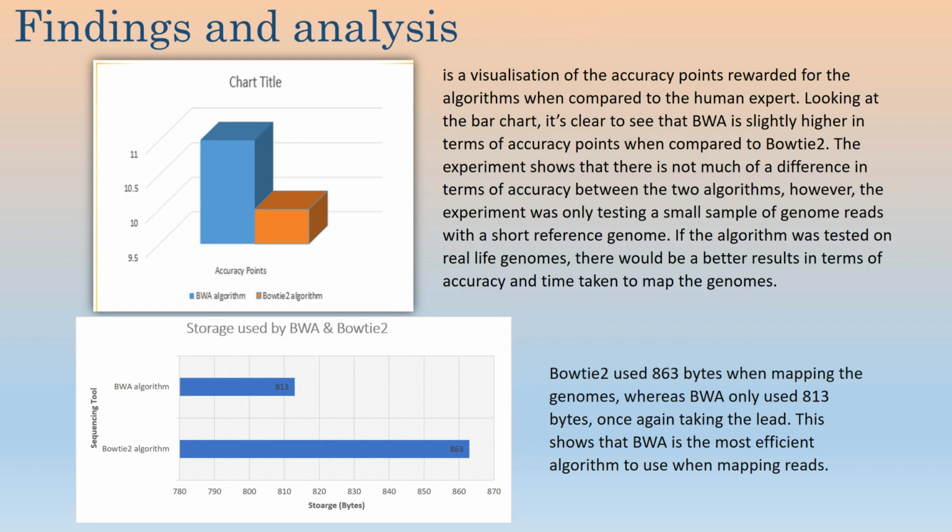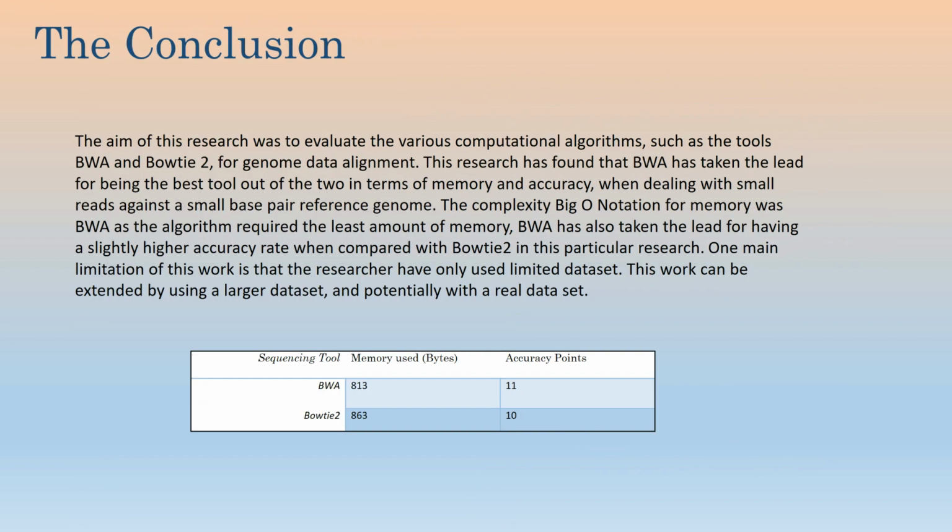Findings and analysis. It's now clear that BWA has taken the lead in terms of accuracy, scoring 11 points, whilst Bowtie 2 scored 10. And in terms of storage, once again, BWA required the least amount of storage, only needing 813 gigabytes, while the Bowtie algorithm used 863.